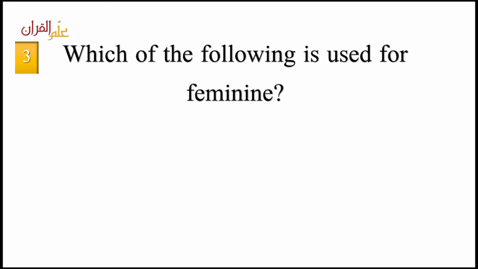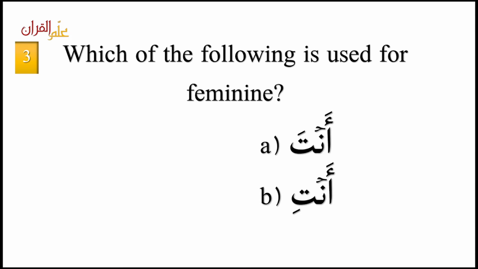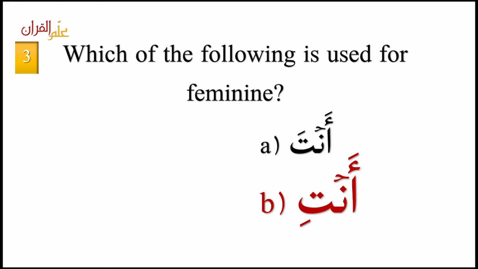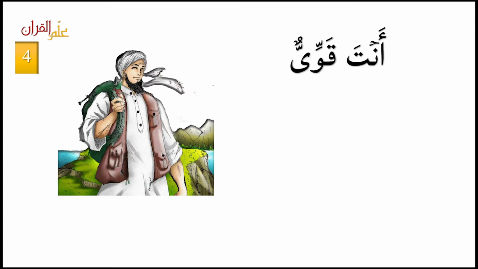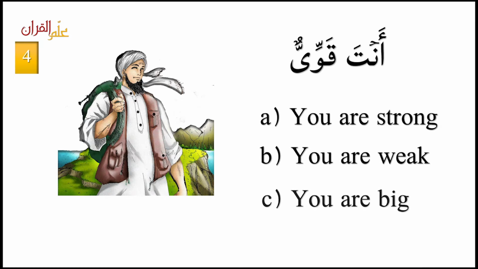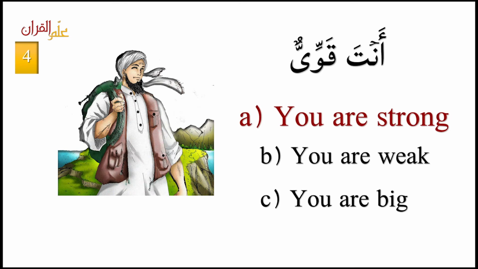Which of the following is used for feminine? A. أنتَ. B. أنتِ. The correct answer is B, أنتِ. أنتِ is used for feminine. Number 4. أنت قوي. A. You are strong. B. You are weak. C. You are big. The correct answer is A, you are strong.